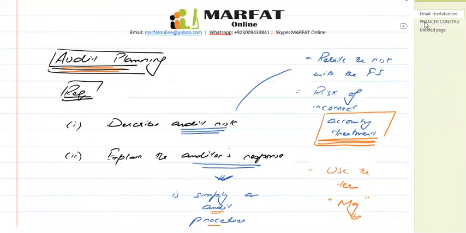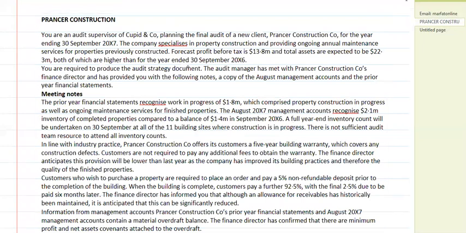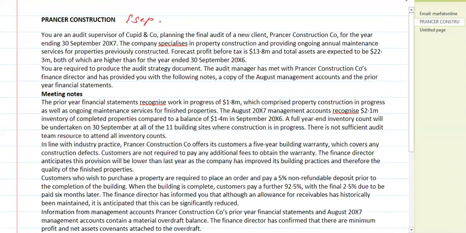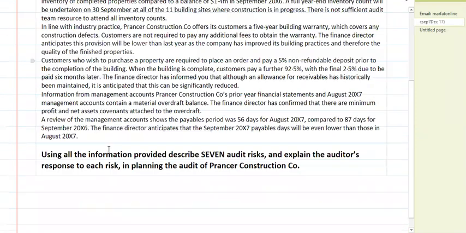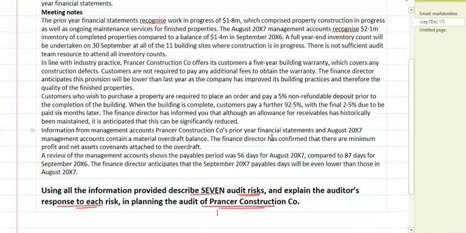Now we are moving towards a question which is September/December 2017, and this is Prancer Construction. This is hybrid. The requirement is the same. Using all the information provided, describe 7 audit risks and explain the auditor's response to each risk in planning the audit of the Prancer Construction Company.